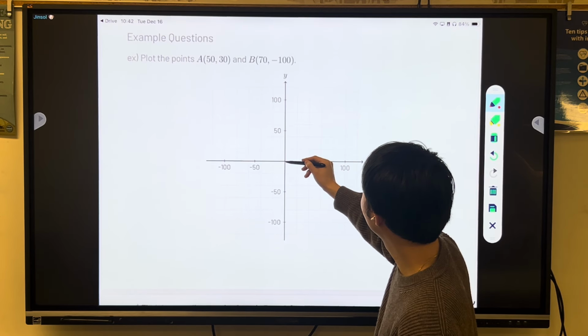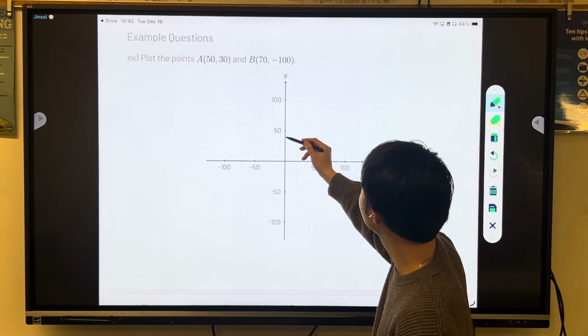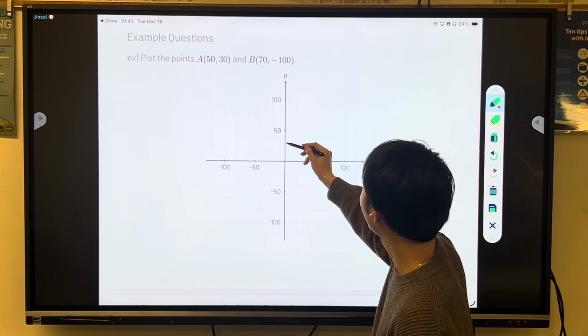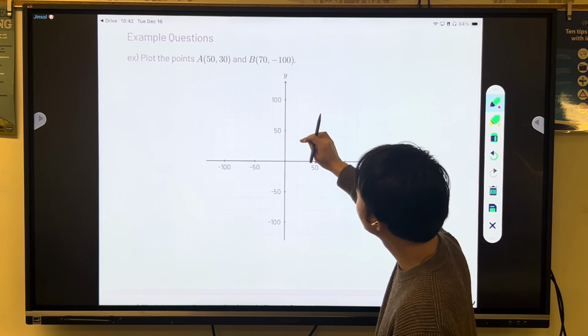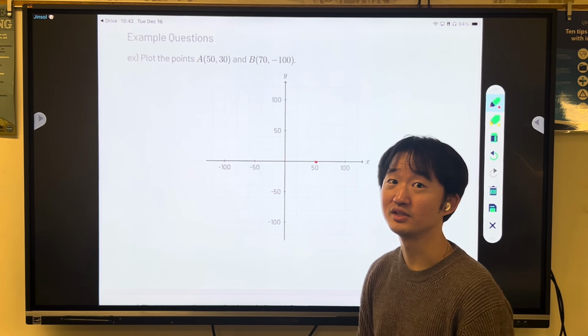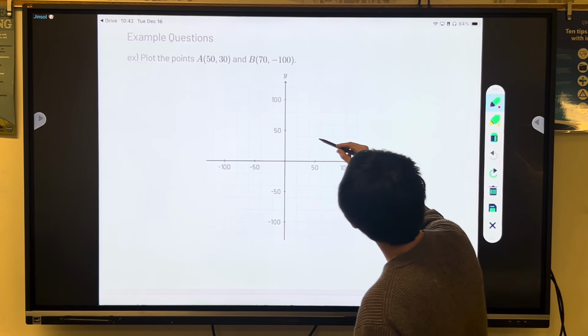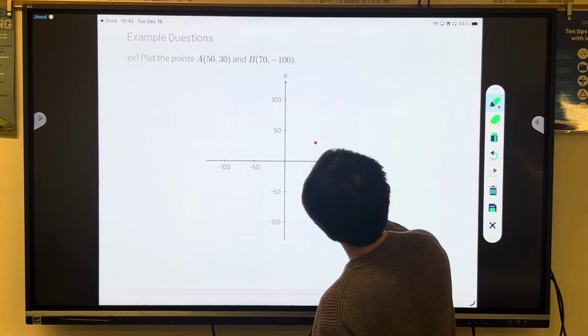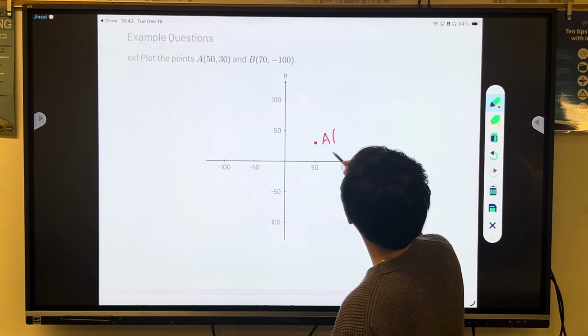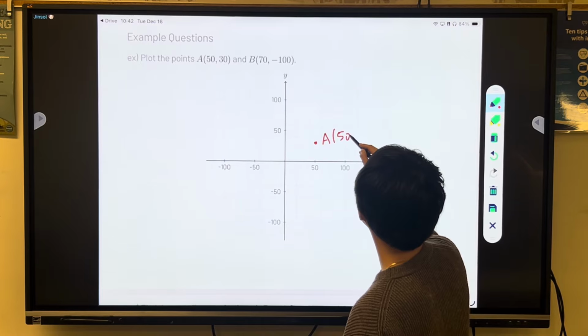So that's between 0 and 50. If that's 50, that should be 40, that should be 20. So I think about there. So you can see that each grid here represents 20. So 30 is 1 and a bit more. So I think that's going to be around here. So let's mark that A, and the coordinate is 50, 30.